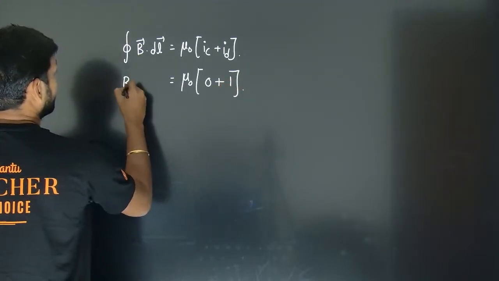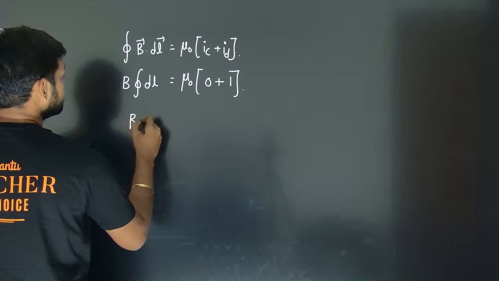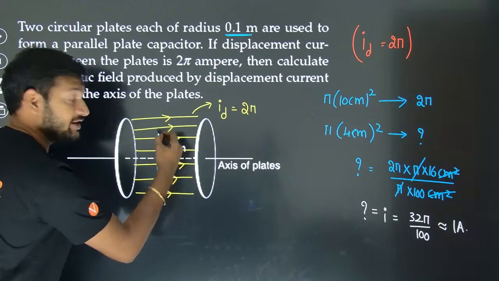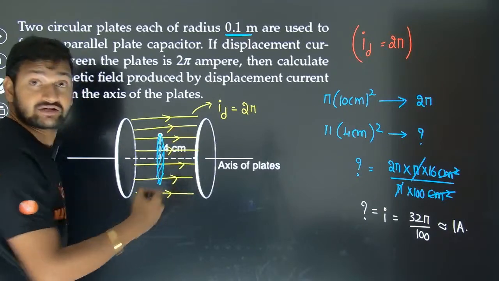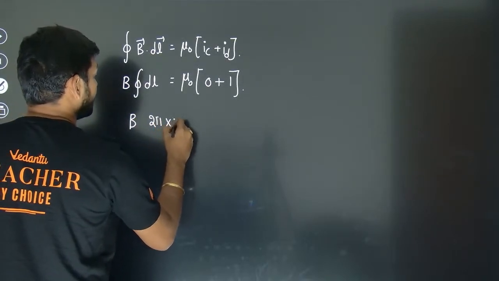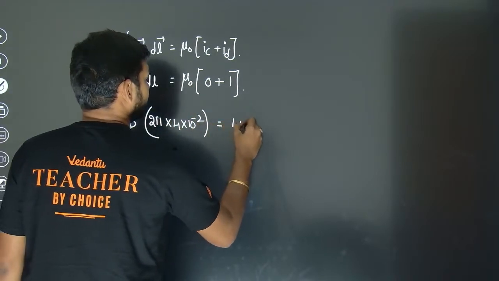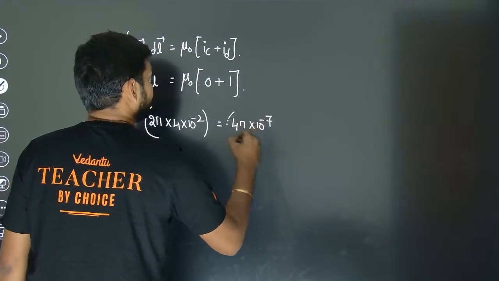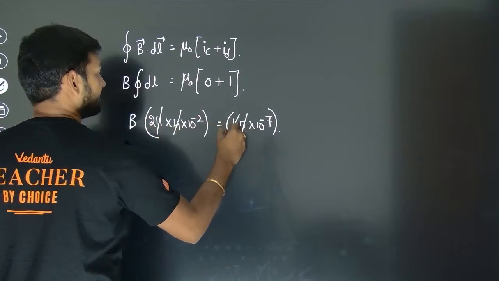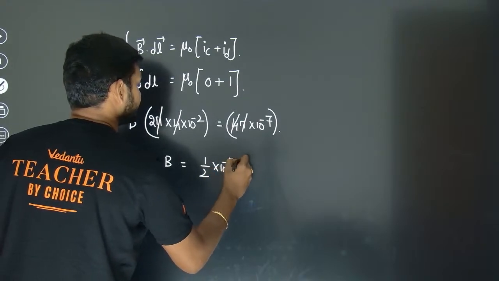Now I can take B out, right? Then it is going to be this. So we need to talk about the total length. How much are we going to traverse? Radius is 4 centimeter. So we traverse 2 pi r. So length is 2 pi r, which is 4 into 10 to the power minus 2, and that is going to be 4 pi into 10 to the power minus 7. Right? The 4 and pi get cancelled out. So the B value is going to be half into 10 to the power minus 5.